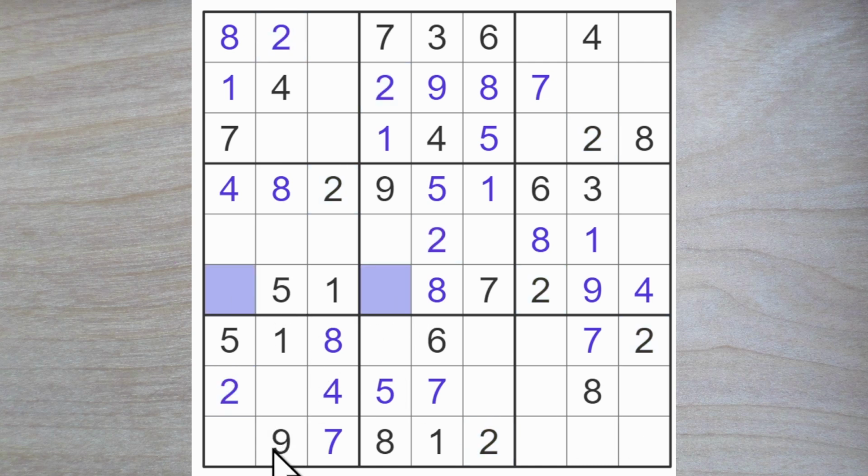3 and 6 here. That's not really possible to solve yet. But as we recall, one of these had to be a 9. It blocks down. This 9 blocks up, and this 9 blocks across. So this has got to be a 9. Now a 3, 6 here and a 3, 6 here.